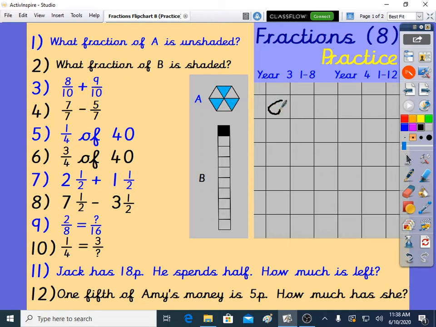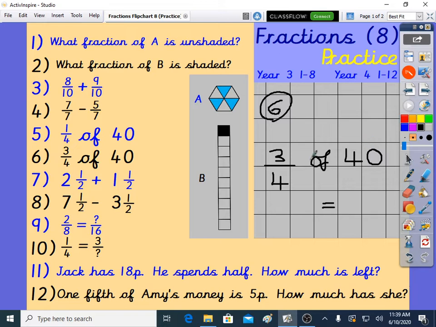Now we're on question 6. 3/4 of 40. Well, the last question was 1/4 of 40. This time we're doing 3/4 of 40. This is really a year 4 level question, question 6. But I'm sure most of the year 3s would be okay with this. So, how do you find 3/4 of 40?